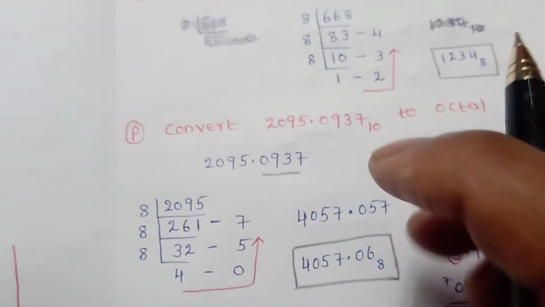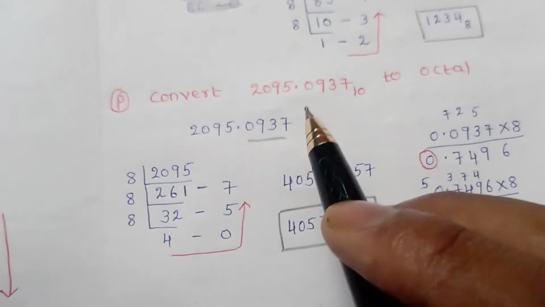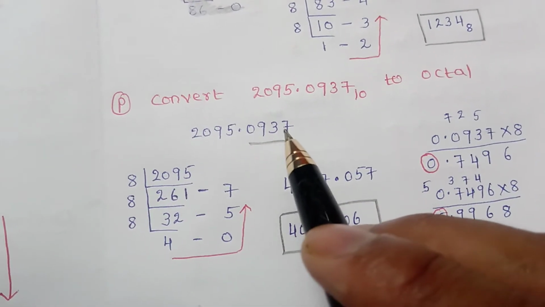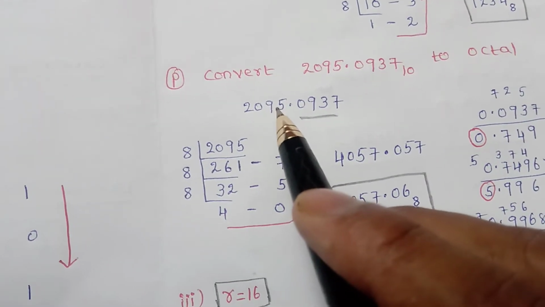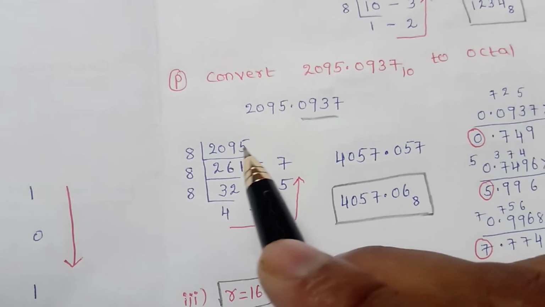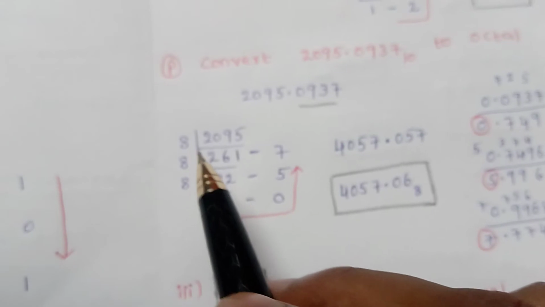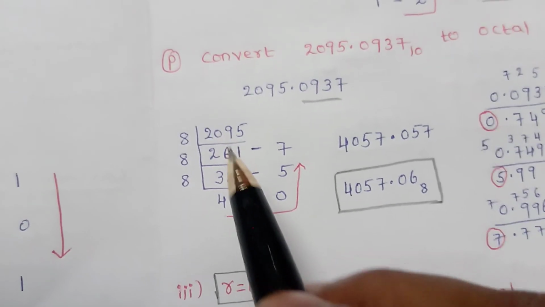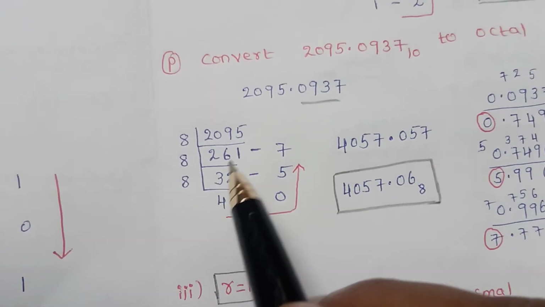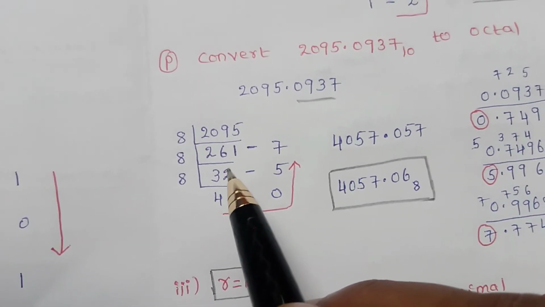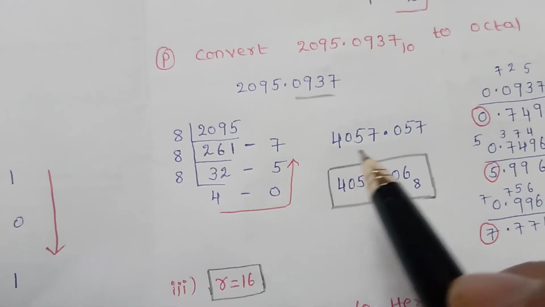Now if you observe one more example, convert 2095.0937 base 10 to octal. 0.0937 is a fraction, we will come back to it. First of all we will see 2095, then we will come back to the fraction. 2095 we have to divide by 8 since we have to convert to octal. 8 2s are 16, 4 is the remainder. 8 6s are 48, 1 is the remainder. 8 1s are 8, 7 is the remainder. 8 3s are 24, 2 is the remainder. 8 2s are 16, 5 is the remainder. 8 4s are 32, 0. Therefore it is 4057 point.